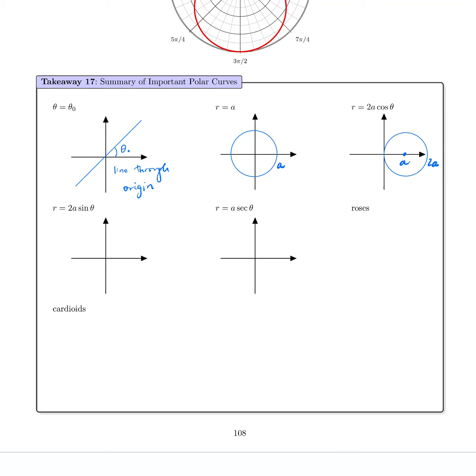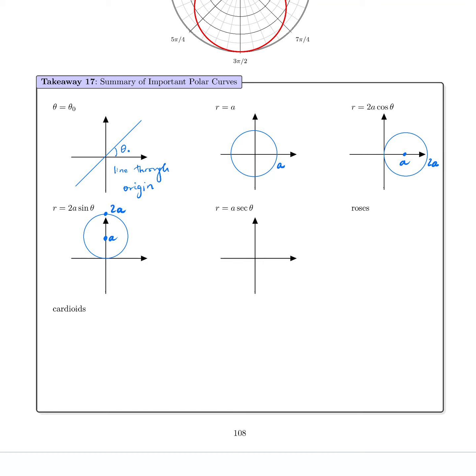The sine version, 2a sine theta, is the same deal, but on the y-axis. So it's centered at a on the y-axis and radius a, so it goes up to 2a as well.